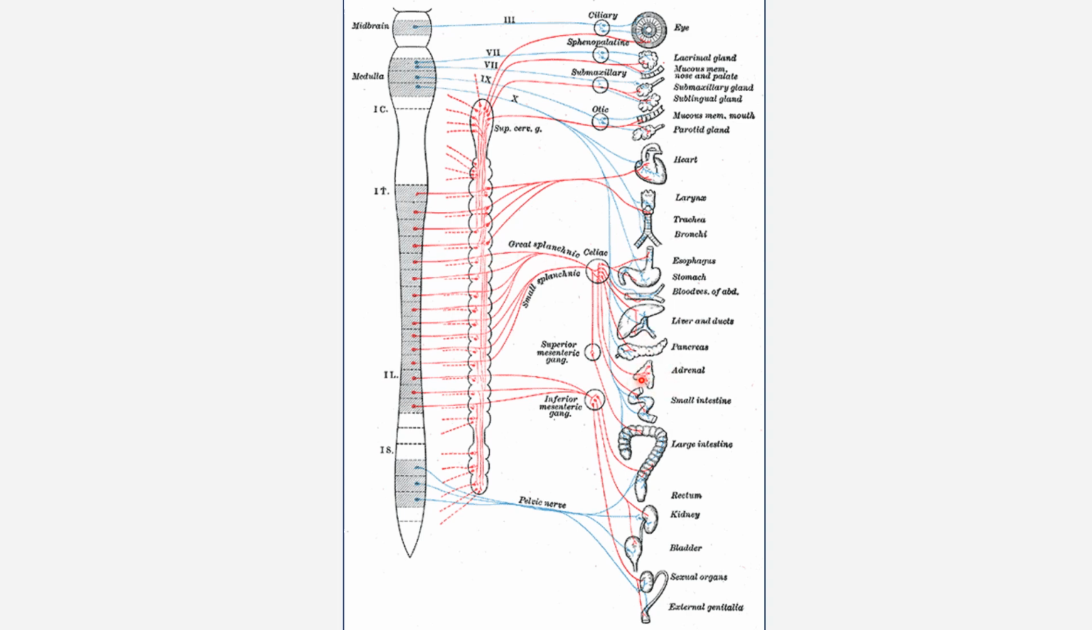And then we have the adrenal glands here, which are directly innervated by preganglionic neurons of the sympathetic system. And that's really because the adrenal gland, even though we think of it as a gland, is really just a collection of postganglionic neurons pumping out adrenaline into the system.